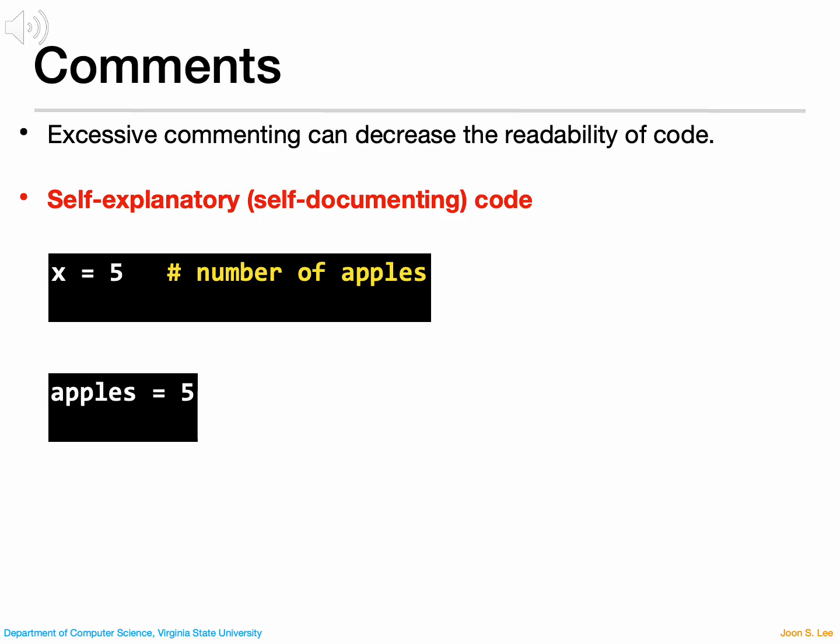Another key idea is writing self-explanatory or self-documenting code. This means choosing clear variable names and structuring the code in a way that almost explains itself. For instance, instead of writing x equals 5, then adding a comment to say number of apples, we could simply name the variable apples and write apples equals 5. The code now explains itself without the need for a comment. So the goal is balance. Write enough comments to explain the tricky parts, but also write code that is clear and easy to understand on its own.